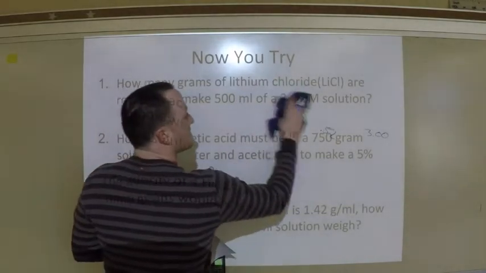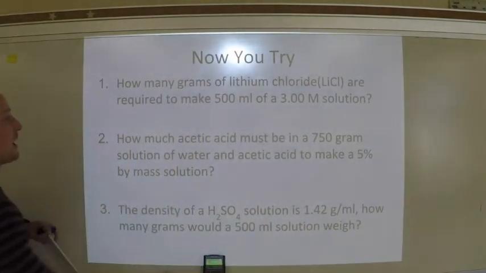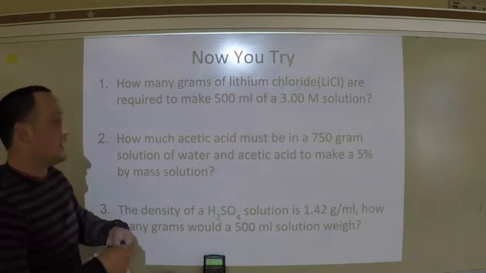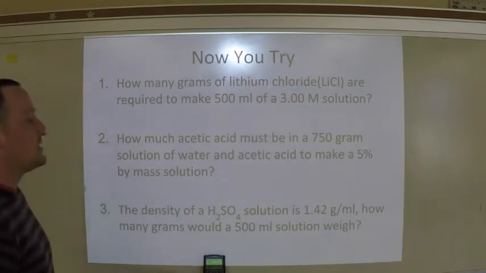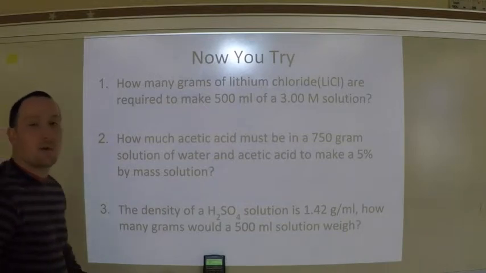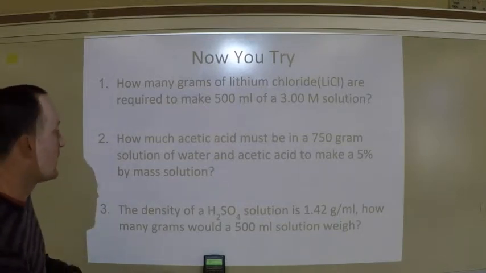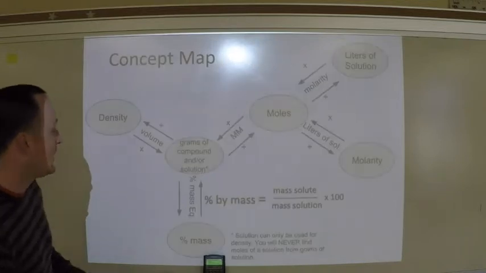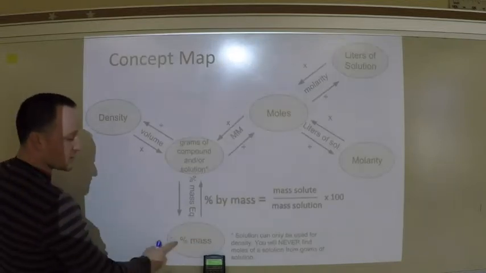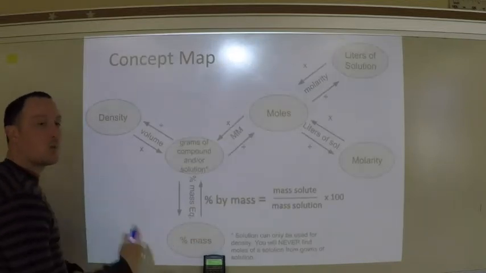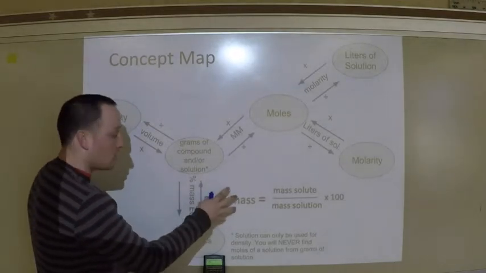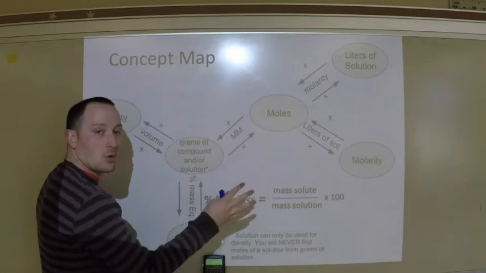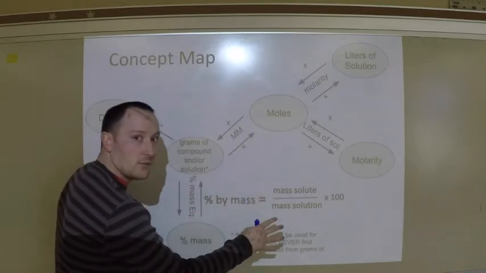Next one says, how much acetic acid must be in a 750 gram solution of water and acetic acid to make a 5% by mass solution? Okay, so again, let's go back to our mole map real quick. Anytime percent by mass is mentioned, what I want you guys to do is think about this equation. Okay, so we're going to put down this equation, we're going to plug in the stuff that we know, and then we'll manipulate it.